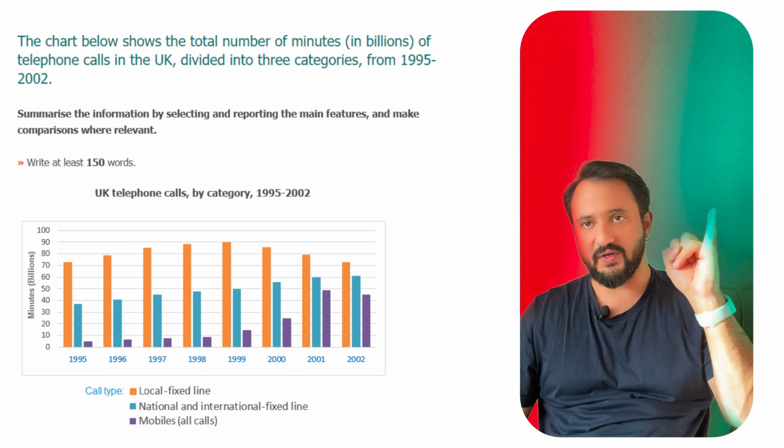I'm giving a lot of options that you can choose up to your knowledge, up to your performance. Second one, we have subjects: local fixed line, national, international fixed line, mobiles. So it's in another group. It means call types. And billions or minutes, it means numbers.